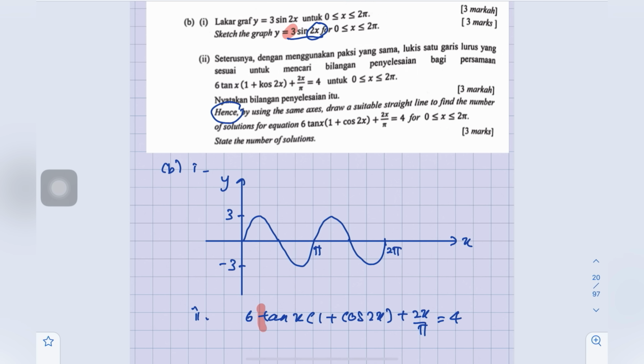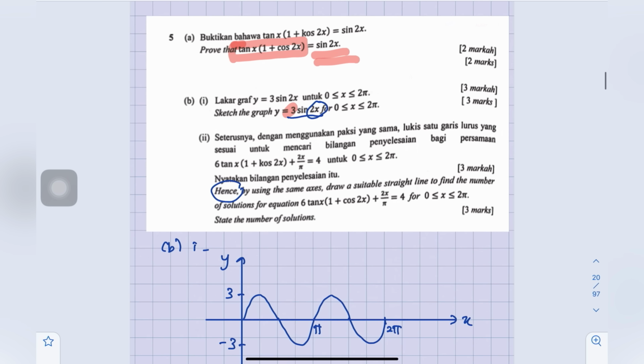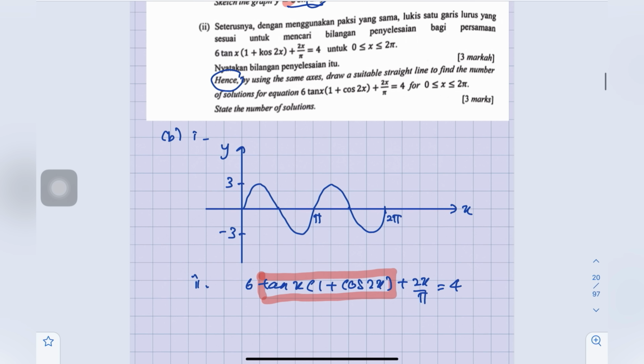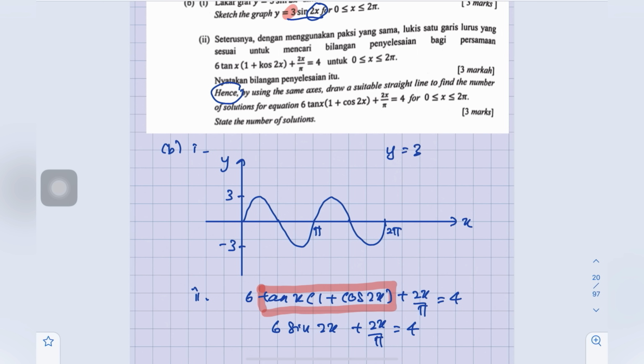So now we have tan x over 1 plus cos 2x. From the previous one, tan x over 1 plus cos 2x is equal to sin 2x. So we substitute. So this one is 6 sin 2x plus 2x over pi equals 4. But then we have drawn y equals 3 sin 2x, the graph of y equals 3 sin 2x.